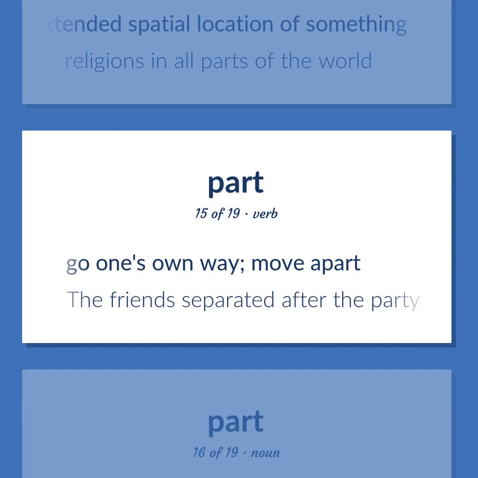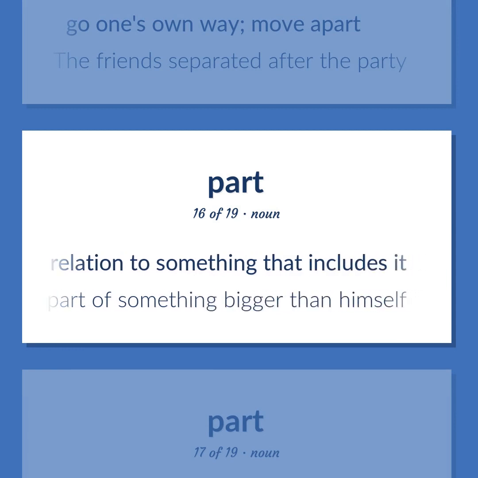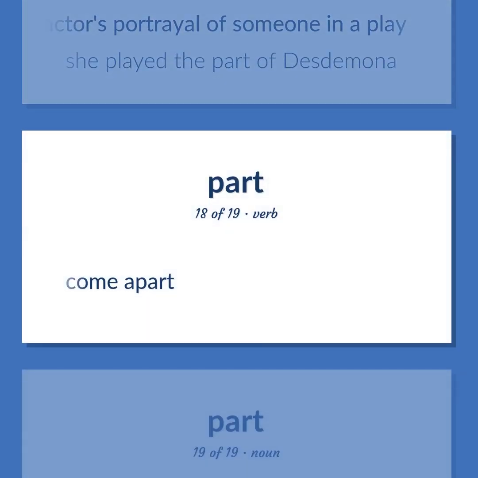Go one's own way. Move apart. The friends separated after the party. Something determined in relation to something that includes it. He wanted to feel a part of something bigger than himself. An actor's portrayal of someone in a play. She played the part of Desdemona. Come apart.